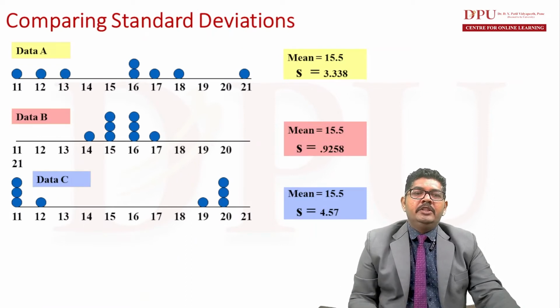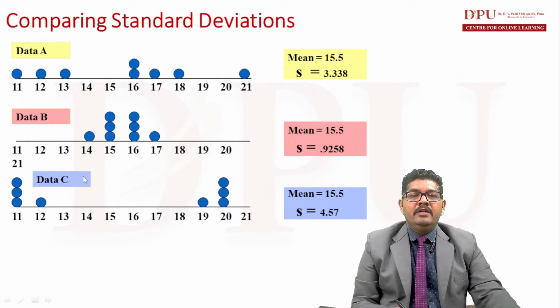Comparing standard deviation, so we have three data sets here, data A, data B and data C. Now look at this observation. In this particular data set, there is only one value 11, only one 12, only one 13, 16 appears twice, 17 appears only once, 18 appears only once, 21 appears only once. So how many values are there? 1, 2, 3, 4, 5, 6, 7 and 8 numbers are there. So mean is equal to 15.5.